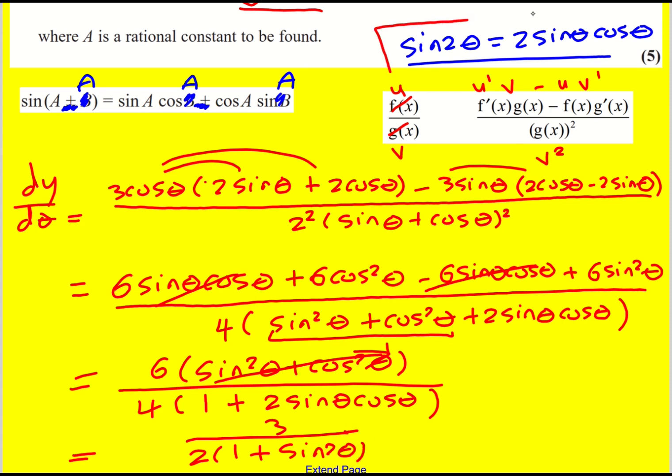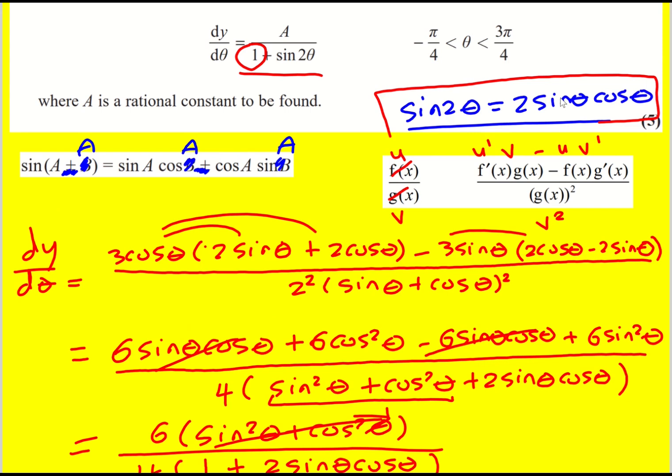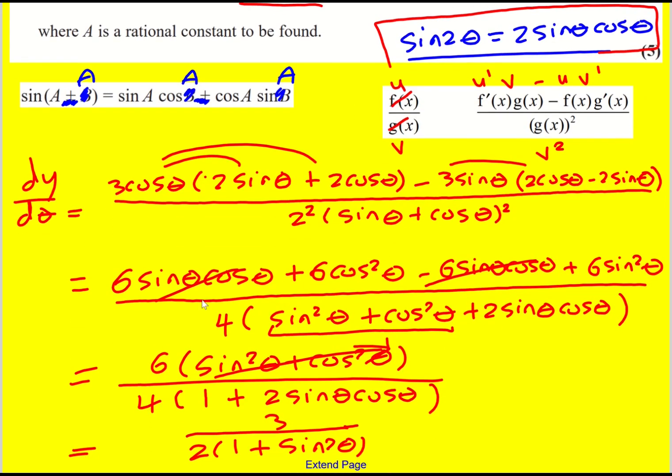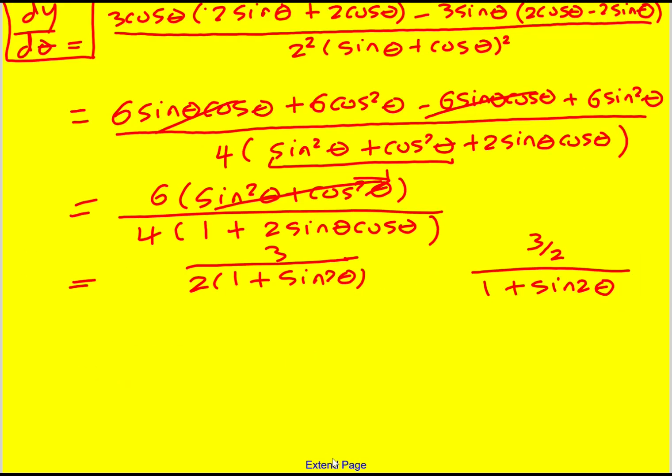Remember at the start, that's what I said sine 2 theta was. And the final answer they've asked us to write is a over 1 plus sine 2 theta. So I've just got that 2. You can imagine dividing top and bottom by 2. We're actually going to get 3 over 2 over 1 plus sine 2 theta. That is our final answer for dy by d theta when written in the form. We don't actually need to say that a is 3 over 2. It's implied by our answer here.